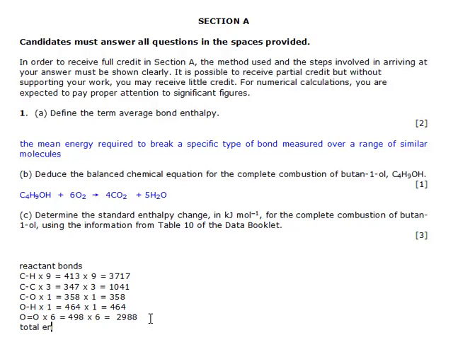Total energy equals 2988 plus 464 plus 358 plus 1041 plus 3717 equals, and that comes to 8568 kilojoules. Right, now this was just the reactants.